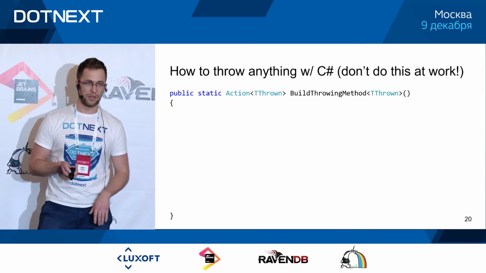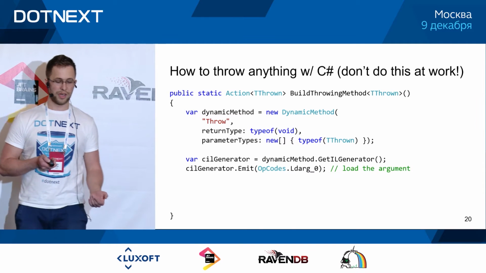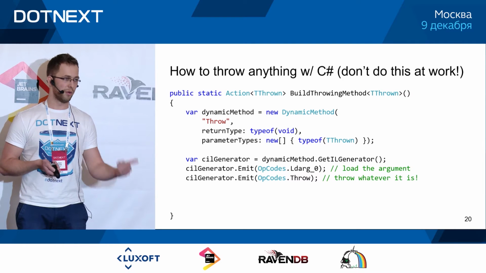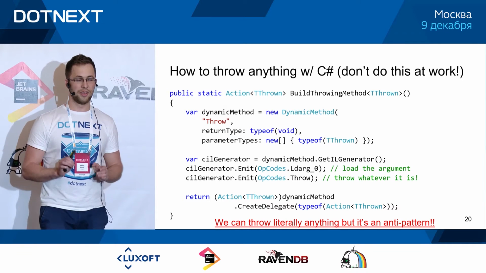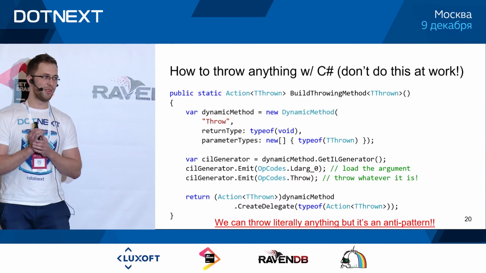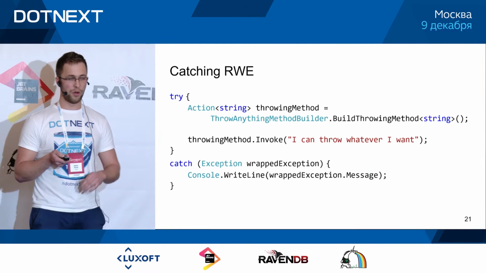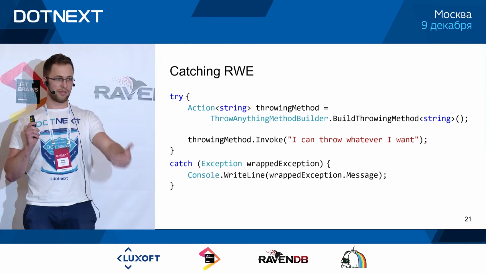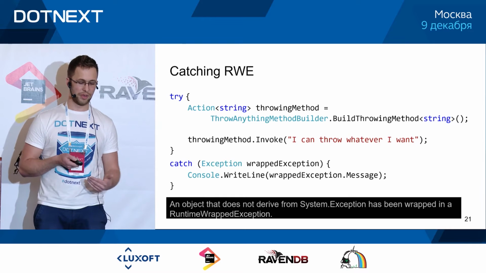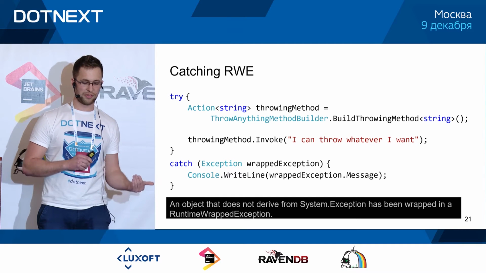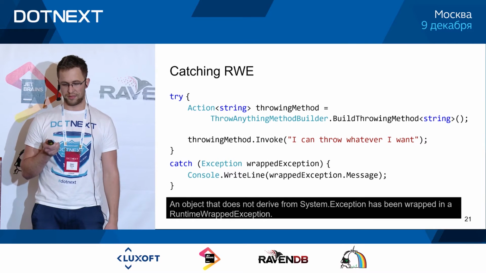So if you have a catch block that catches any kind of exception, whatever it was will be caught. And if you would like to do that in C#, we can create a dynamic method, load the argument on the stack, and simply throw. But please remember that this is an anti-pattern. Please don't do this in production, only for demo purposes. So when we are invoking such a piece of code, the message of the exception will be the following: an object that does not derive from System.Exception has been wrapped. So anything can be thrown, not only exceptions.